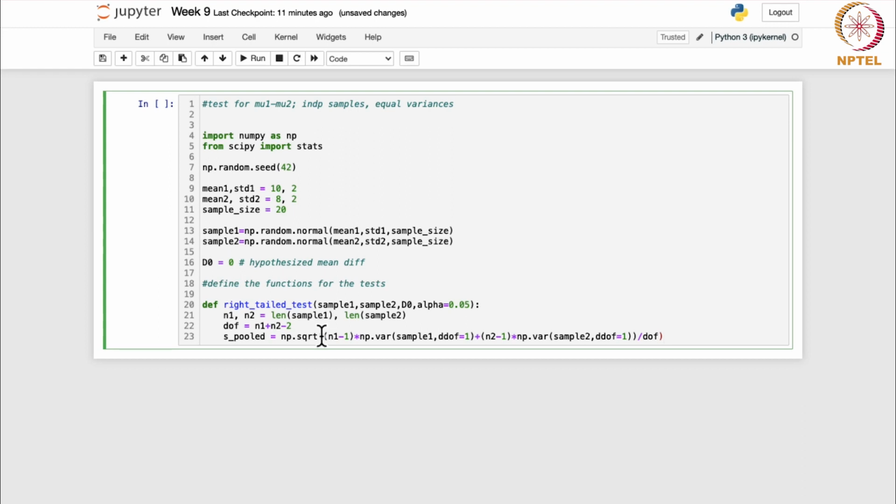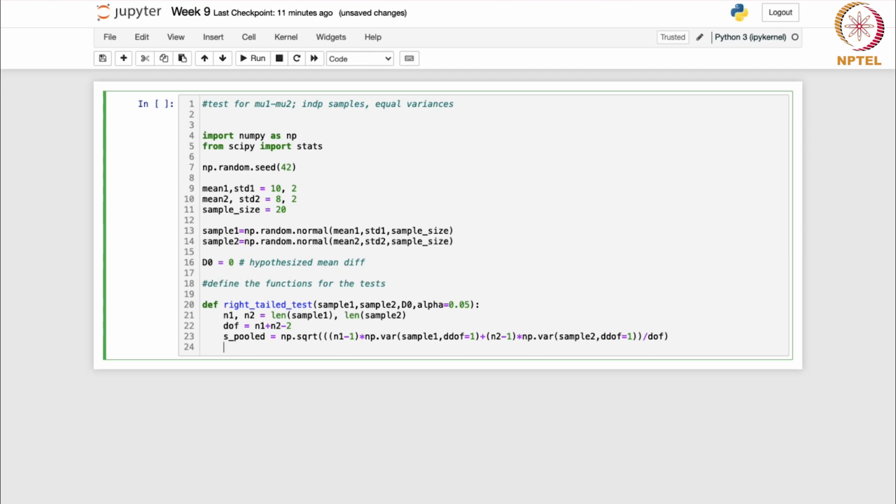So finally we need one more bracket at this end. Okay, so the formula is this: if you just forget the square root, then we have n1 minus 1 into the sample variance of the first one plus n2 minus 1 into the sample variance of the second one, divided by the total degrees of freedom, that is n1 plus n2 minus 2.